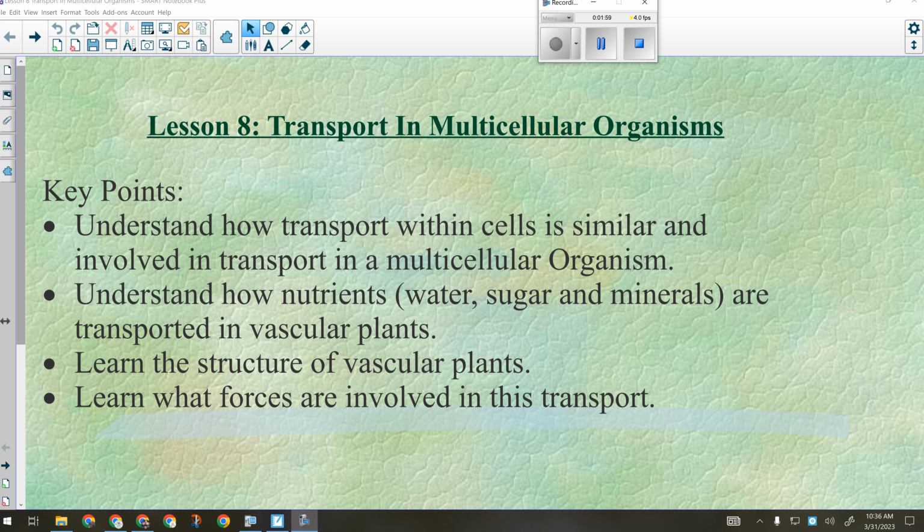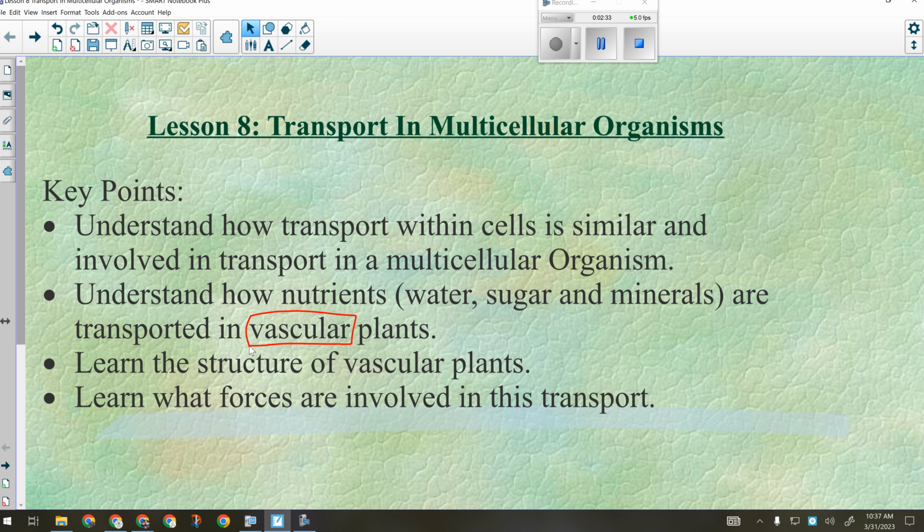We're going to look at how nutrients, that is water, sugar, and minerals, are transported in vascular plants. This word, vascular, means plants that have tubes. Not all plants have the ability to transport water in the way that we're going to talk about today. Most plants that you would associate with being plants are vascular plants. Trees are vascular plants. Grass is a vascular plant. The plants that aren't vascular would be things like mosses. A moss is not a vascular plant.